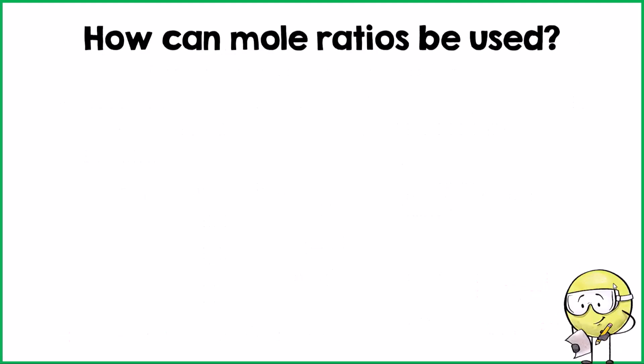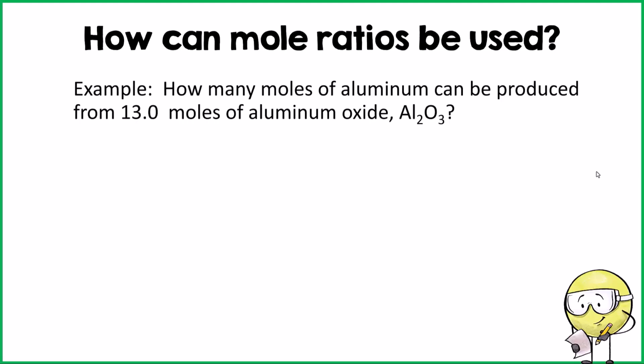So how can mole ratios be used then? What's the point of doing this? Well, let's do a practice example here. How many moles of aluminum can be produced from 13.0 moles of aluminum oxide, which is Al2O3.